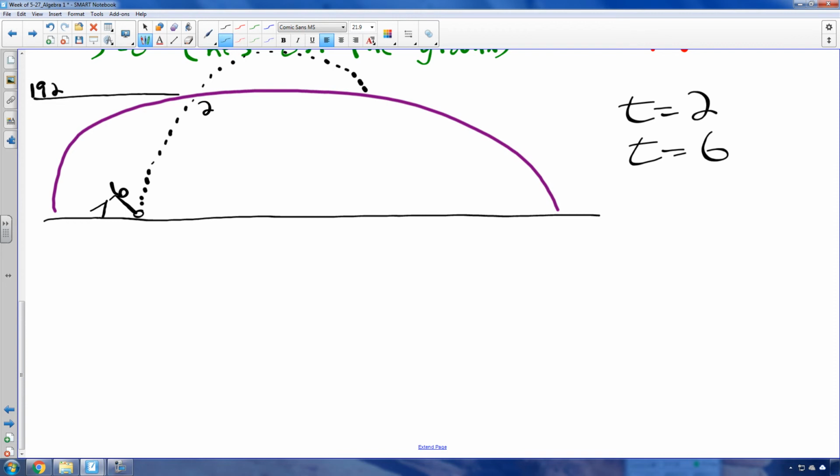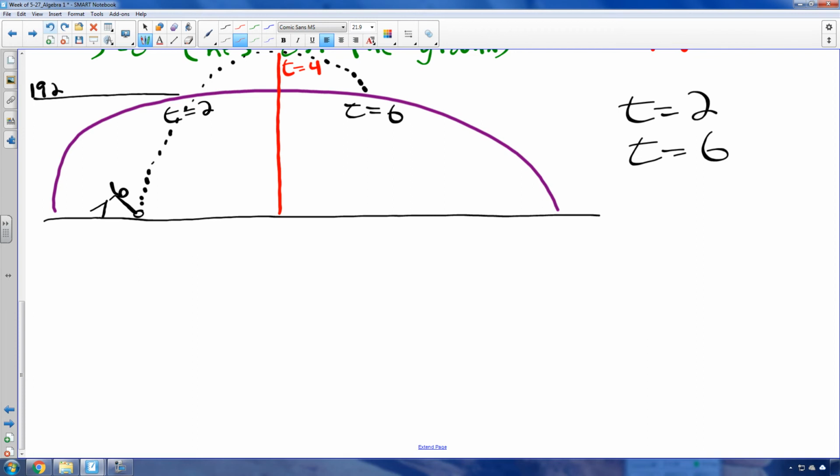But in a mathematical realm, this would be time 2. And this would be time what? 6, right? And when would the ball make it to its exact highest point? Exactly at 4 seconds. So it'd take 4 seconds for the ball right here. This would be t equals 4 for the ball to be at its maximum height.